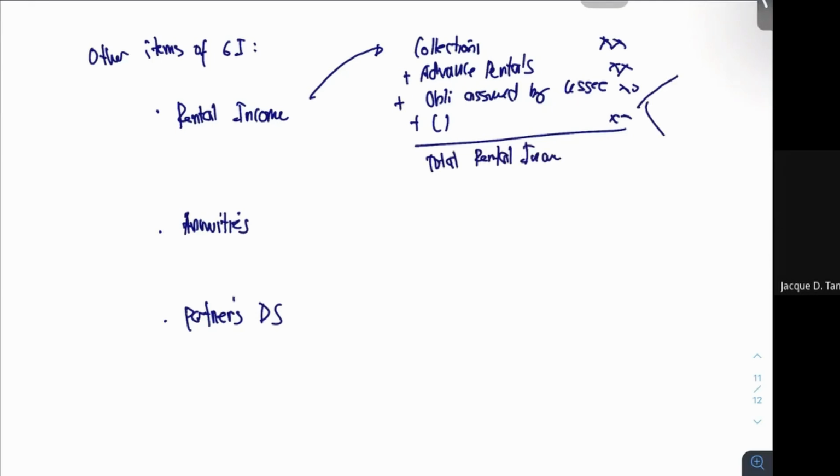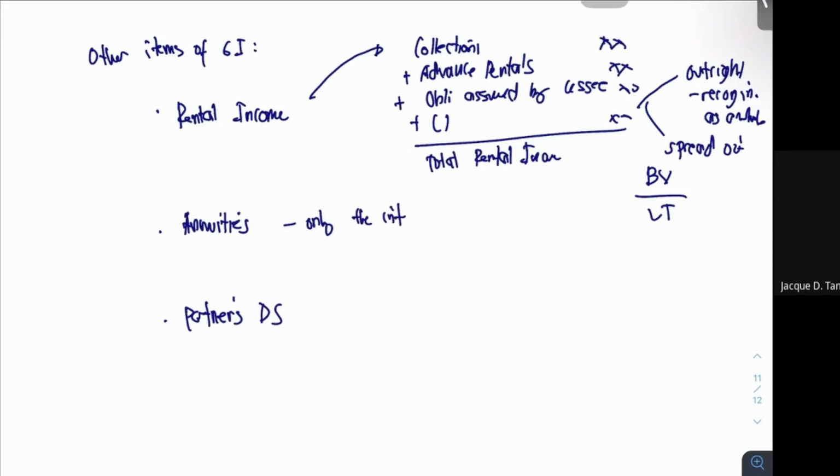For leasehold improvement, look whether it is outright, so recognize income as a whole, or it is spread out. So the book value, you spread it out over the lease term. How about your annuities? Only the interest portion is taxable. And lastly, partner's distributive share. It depends whether that is a GPP or a business partnership.